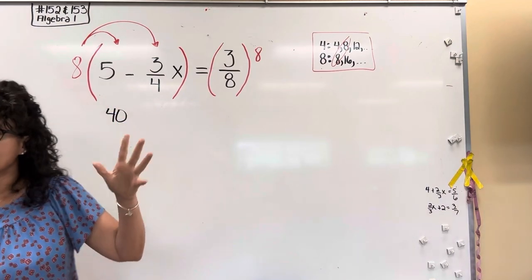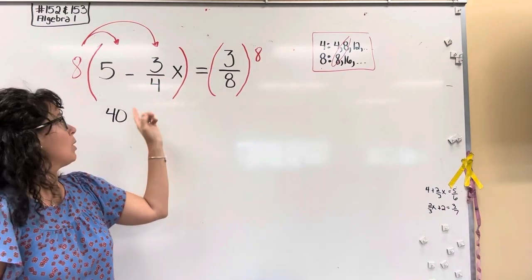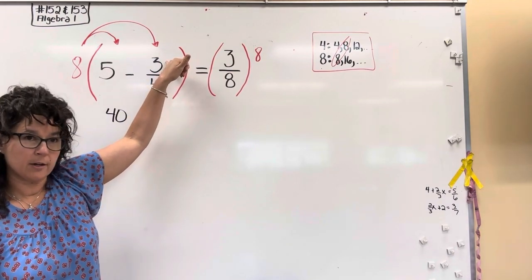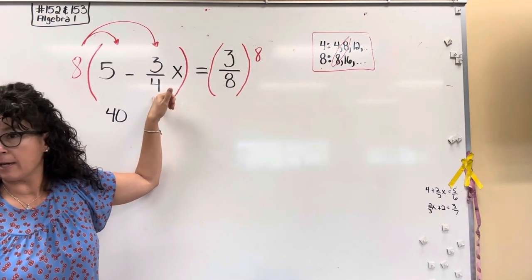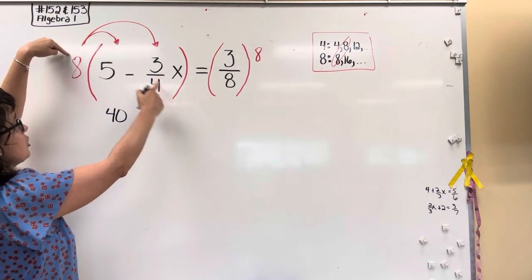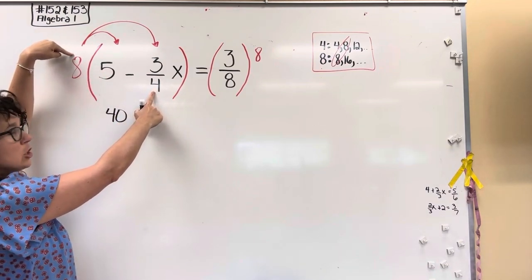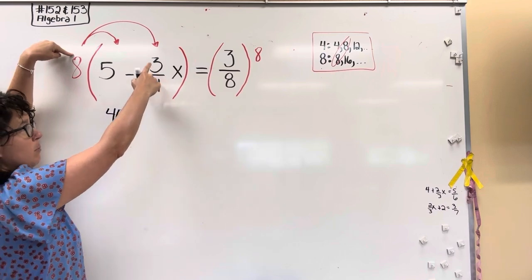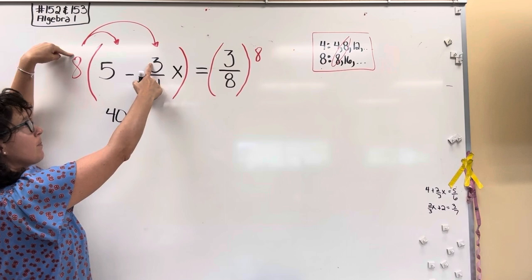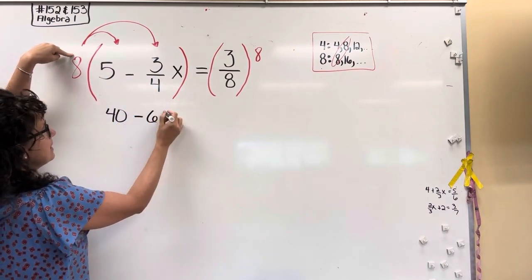Now, don't make this next part harder than it is. When you multiply by a fraction, what you're really doing is multiplying by the numerator and dividing by the denominator. So when I take 8 times this fraction, I'm going to say 8 divided by 4, which is 2, and then multiply by the numerator. 2 times 3 is 6. It's a positive number times a negative number, so this is negative 6x.